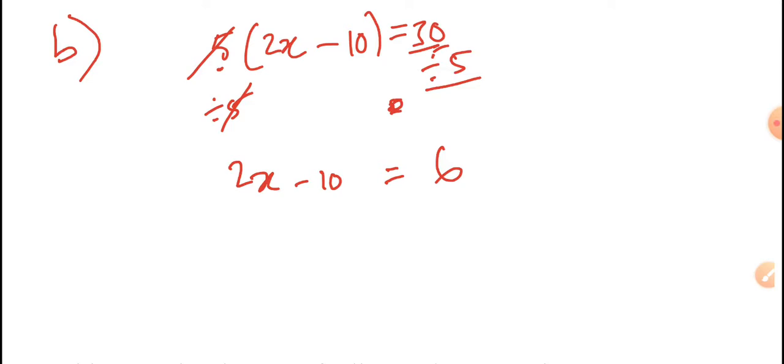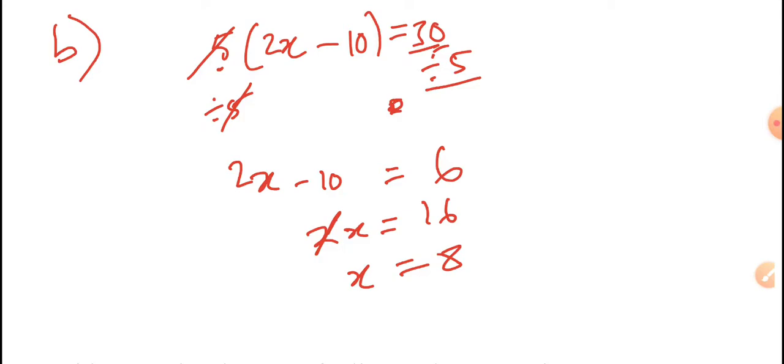And because we want the x on its own, we have to get rid of the minus 10. So if we add 10 to both sides, 2x is equal to 16. And if we halve them now, divide both sides by 2, we'll get x is equal to 8. Why do we divide by 2? Because we want to get rid of this times 2, so we do the opposite. So if you divide by 2, the final answer is x equal to 8.